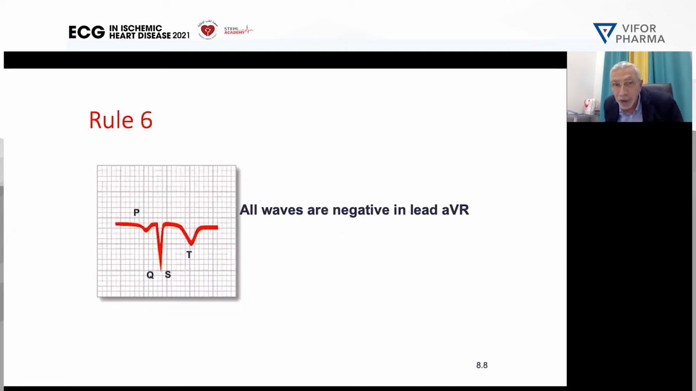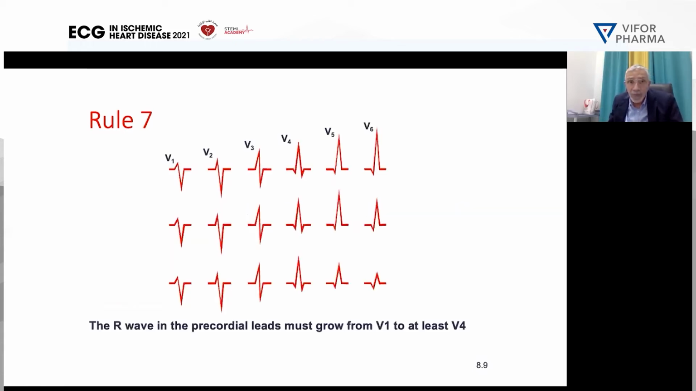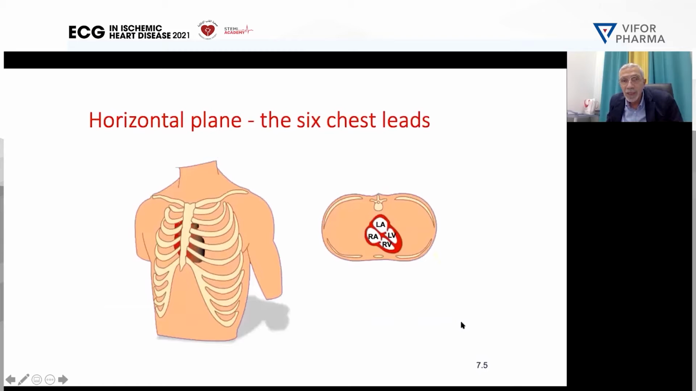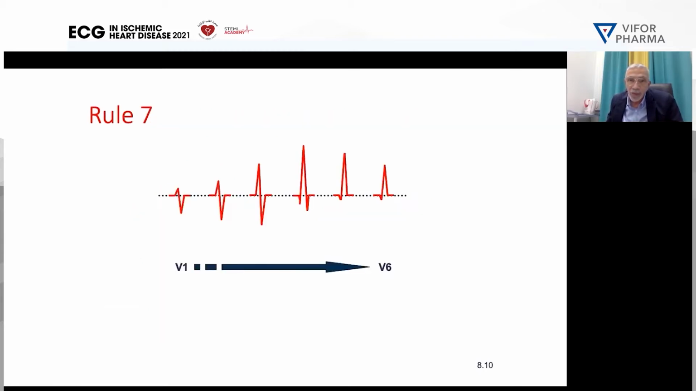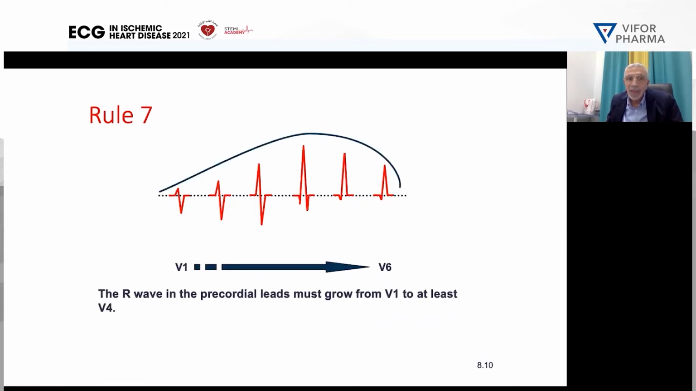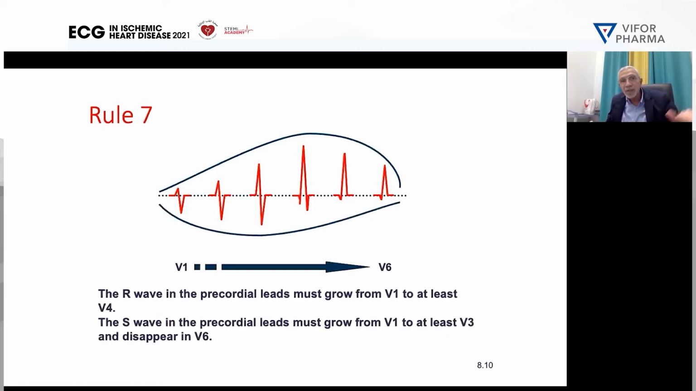Rule number 6, which is very important, in AVR all will be negative. And if you find ST segment elevation in the AVR, you are talking about left main disease. Also, rule number 7, from V1 to V6, the R wave in the precordial lead must grow up from V1 to V4. Why? This is because of the horizontal lead. So you will find that the R wave in the precordial lead must grow from V1 to V4, and the S wave must be smaller from V1 to V6 also.